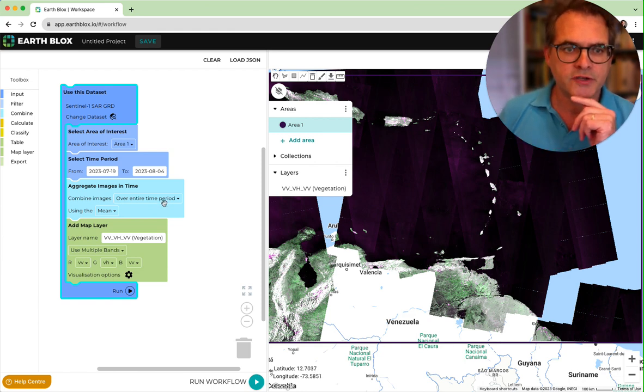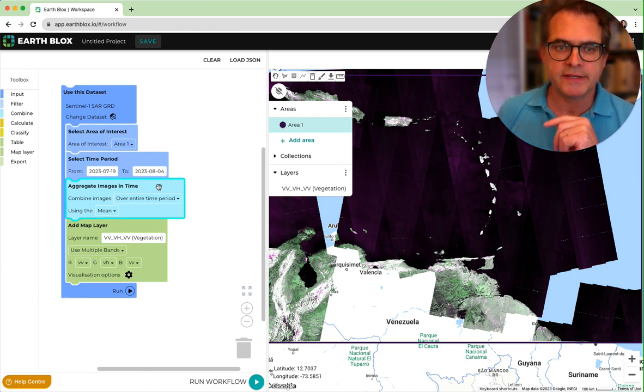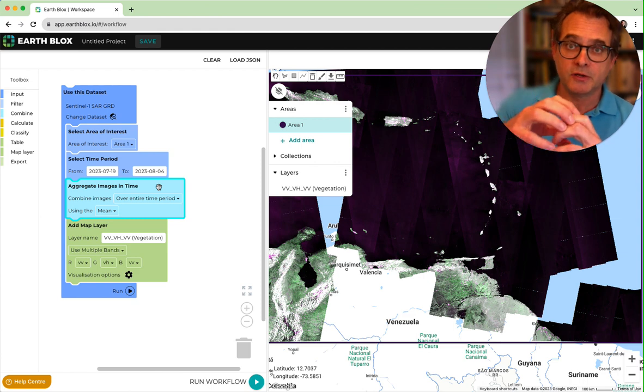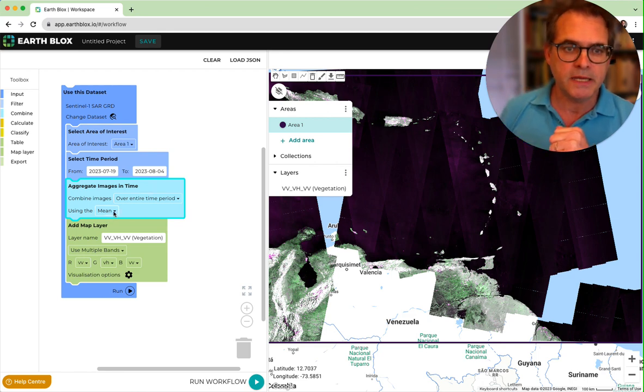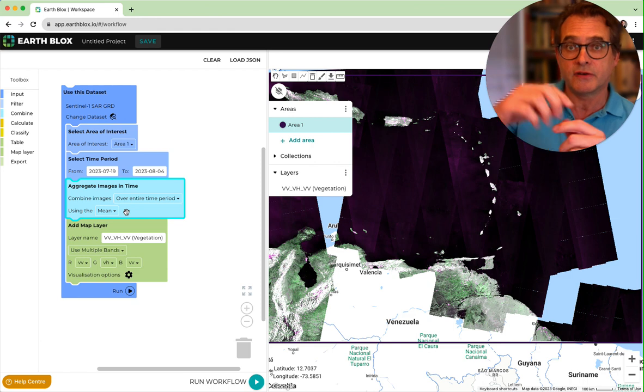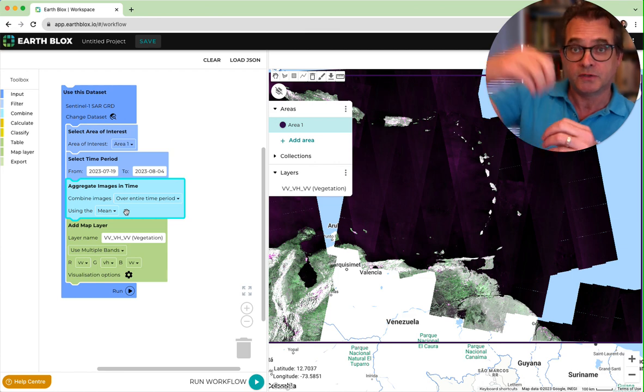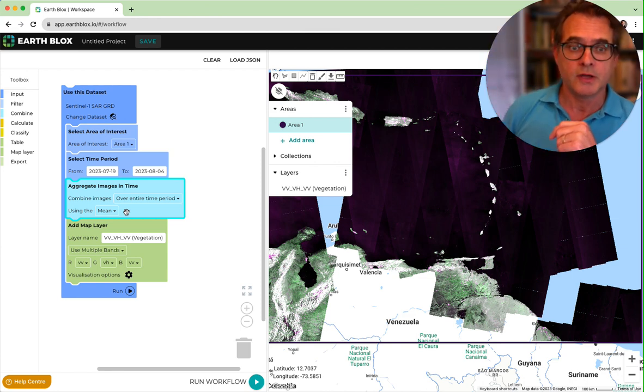And that's the importance of this block here, the aggregate images in time. What this block is doing is where you instruct Earth Blox how to combine these overlapping images. In this case, we've chosen the mean. So essentially what we're saying is that for every pixel in the final image, use the mean of all of the images that are overlapping to calculate the final value.